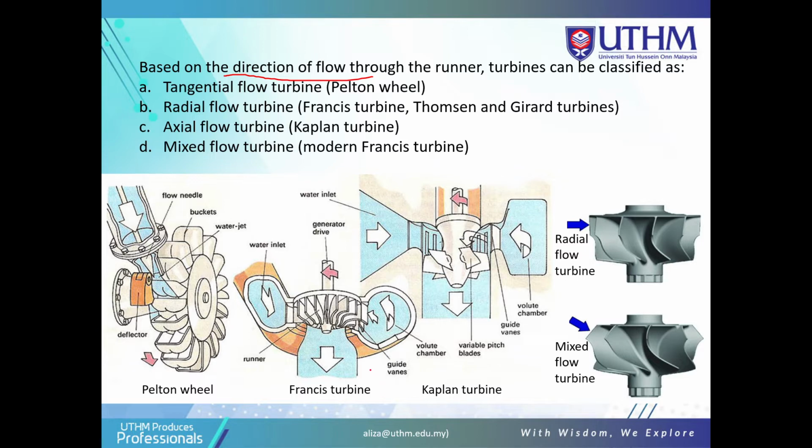The Francis turbine here is based on the radial flow, and the Pelton wheel is based on the tangential flow turbine. Also the Kaplan turbine is axial, and there is the mixed flow turbine. In case your final asks what the tangential flow turbine is, the tangential flow turbine is the Pelton wheel. So you just study and read this theory.